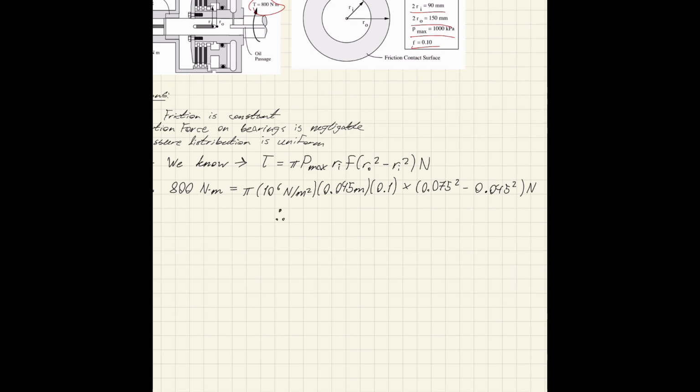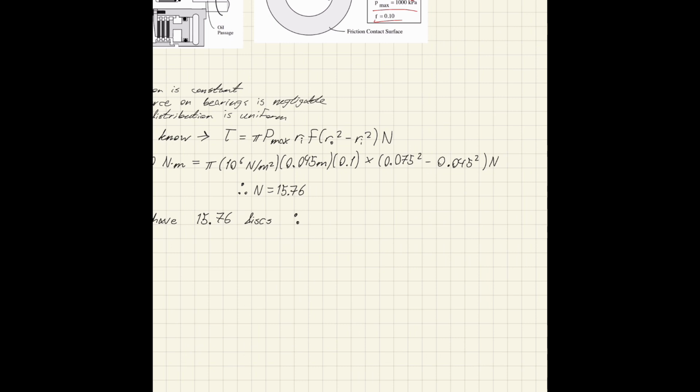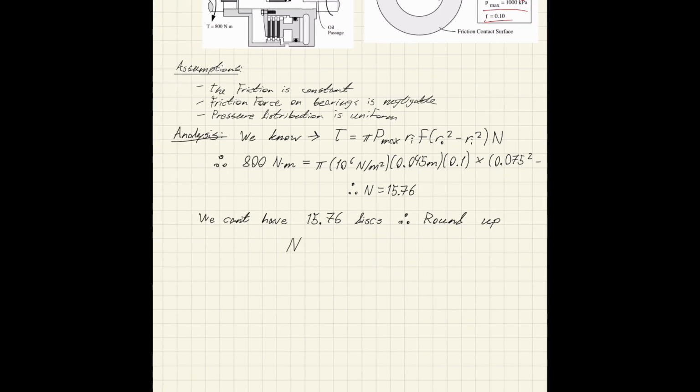Therefore, solving this question, we know that the number of discs is equal to 15.76 discs. So that's how many we need. But of course, you can't have 15.76 discs. So what we're going to do is we're going to round up because you can't have less than that or else you'll experience failure. Therefore, round up, and our number of discs is equal to 16.